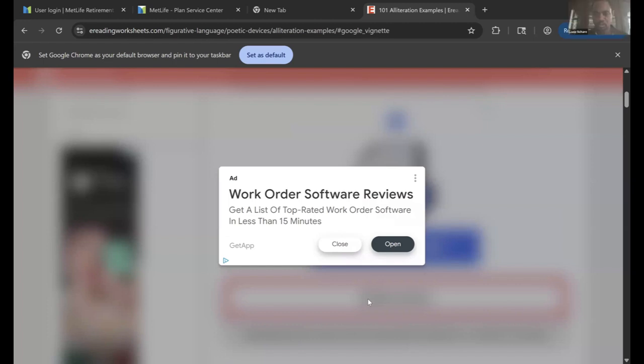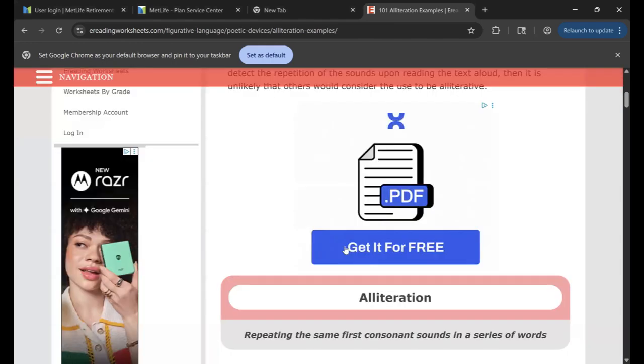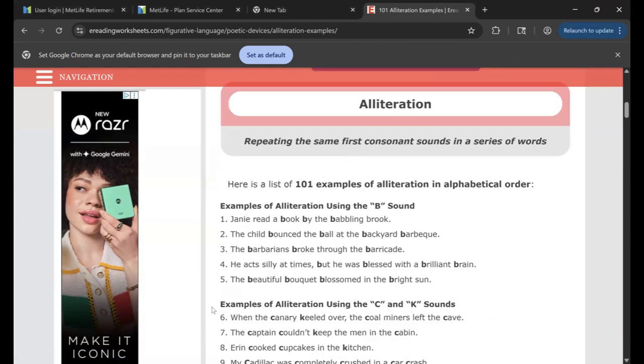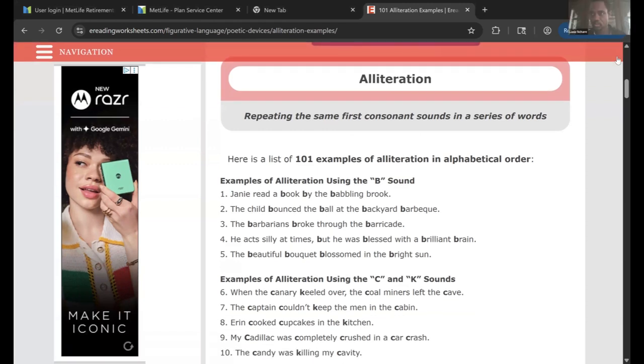Wait, where is it? Okay, that should be good. Okay. Now, can you see the whole thing? Yes. Okay.